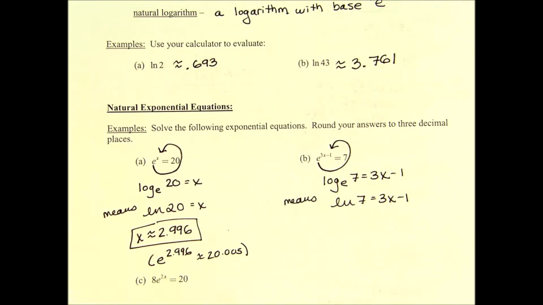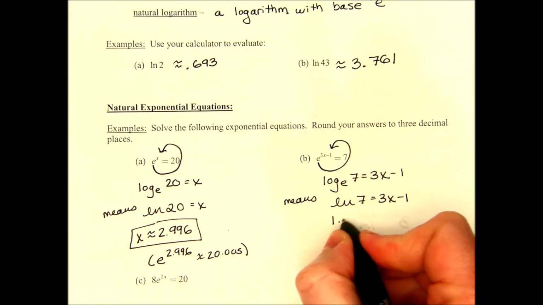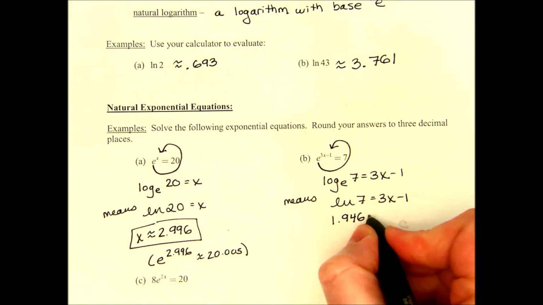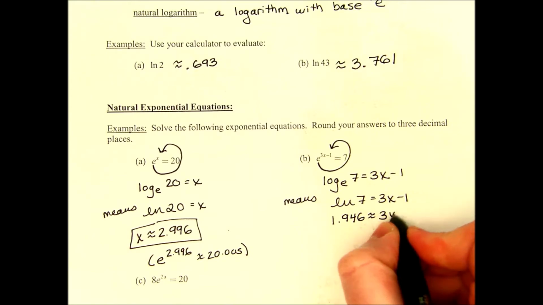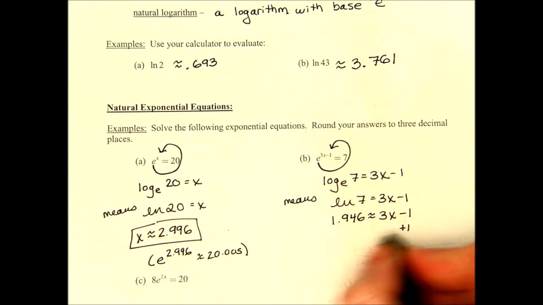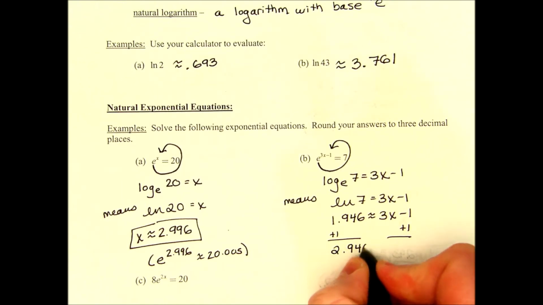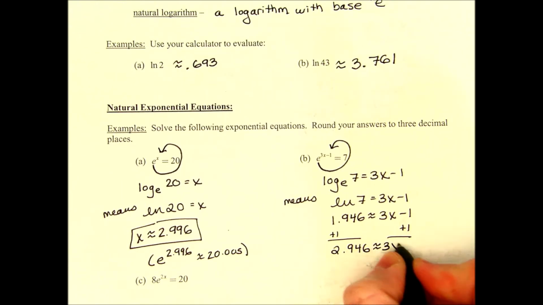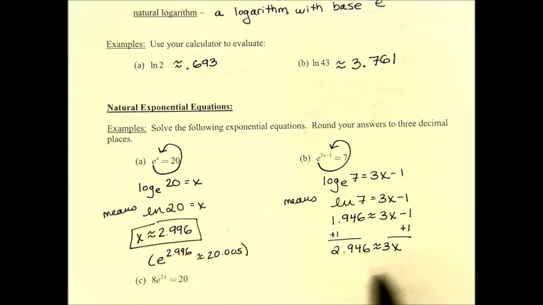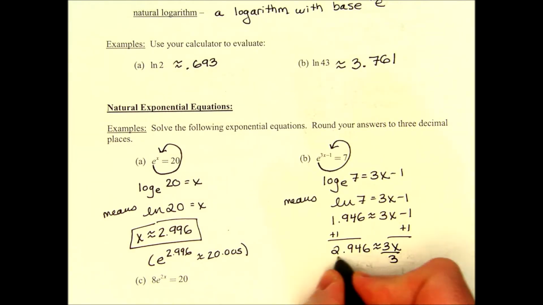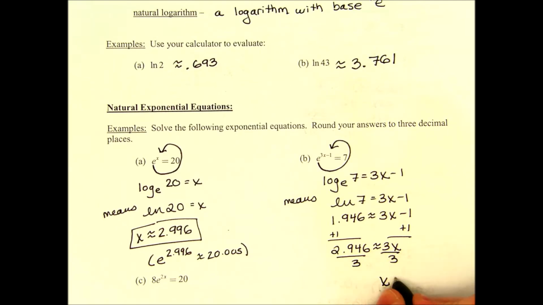At this point, go to your calculator, do the natural log of 7, and you're going to get 1.946 approximately is about 3x minus 1. I'll add 1 to both sides. I'm going to get 2.946 is about 3x. And make sure, even though you're writing 3 places, that you're keeping the whole thing still stored on your calculator to make this as exact as possible. We'll finish this off by dividing both sides by 3. And we're going to get about 0.982.